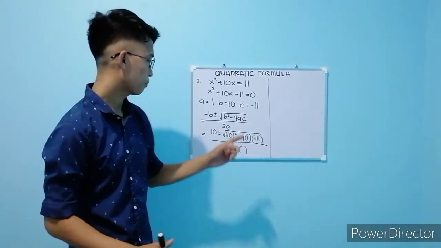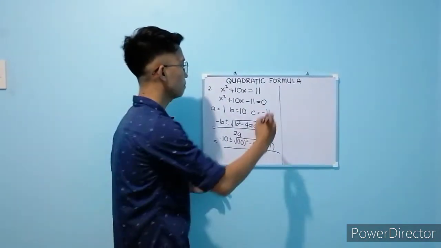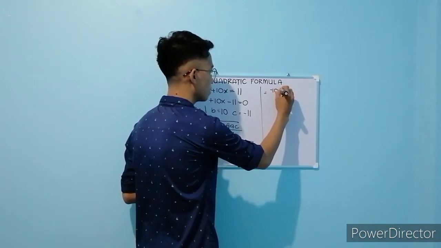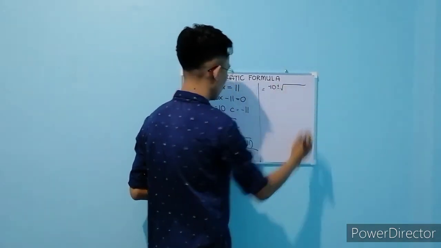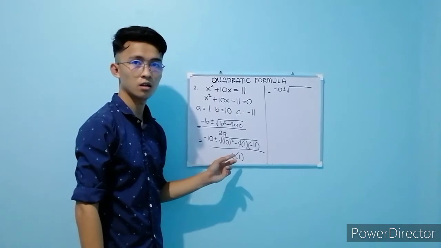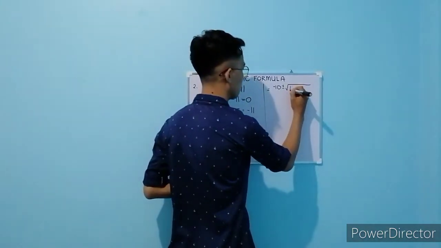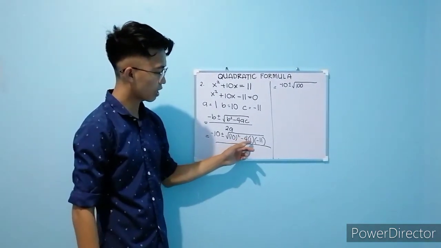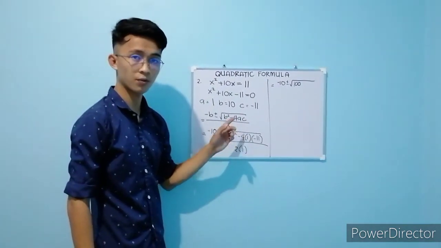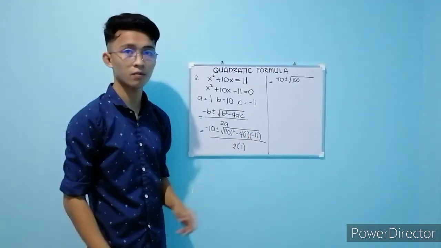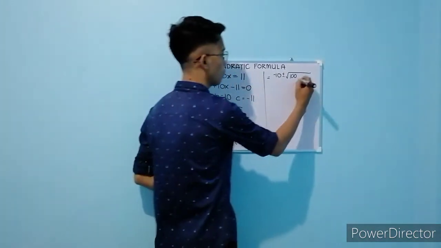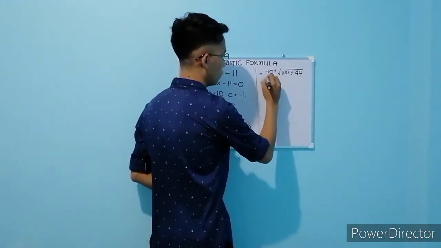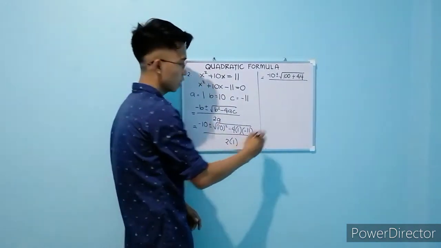We will now copy negative 10. So equals negative 10 plus or minus the square root of, what is the square of 10? 10 times 10, that is 100. Then, we need to simplify this. Negative 4 times 1, that is negative 4. Negative 4 times negative 11, that is positive 44. Over 2 times 1, that is 2.